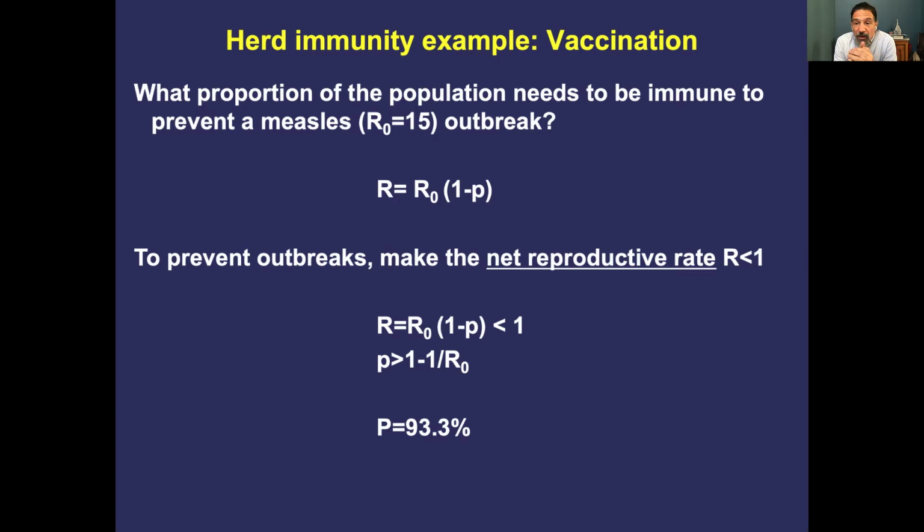If you set R to be less than 1 and use an R naught of 15, we can solve for P and get 93.3%. So to prevent measles outbreaks, a very high proportion of the population needs to be immune. And this is why there's so much effort put into ensuring that all or nearly all children are immunized against measles. And this level of vaccine coverage is very challenging to maintain, which is why we're also seeing increasingly measles outbreaks around the US, including in New York City.